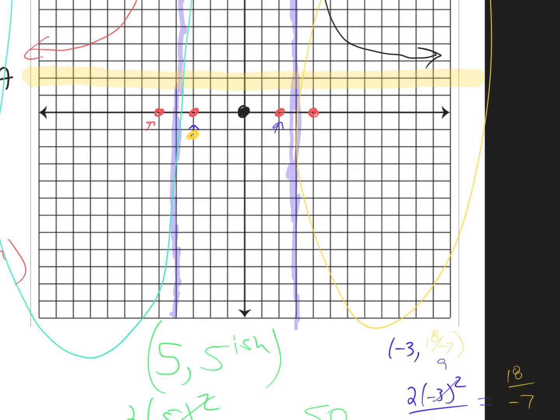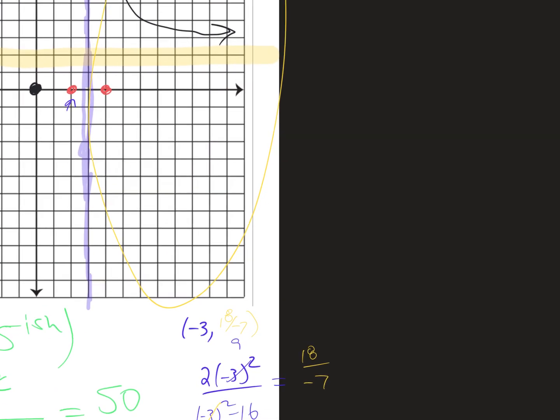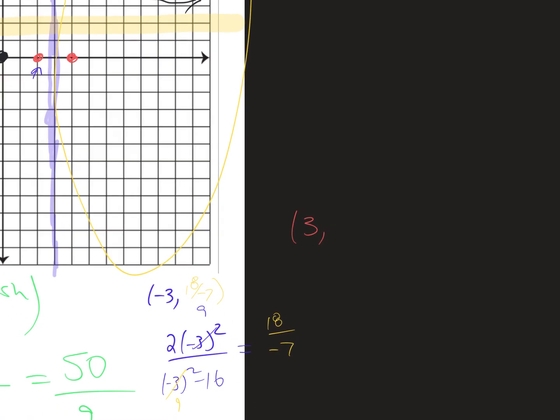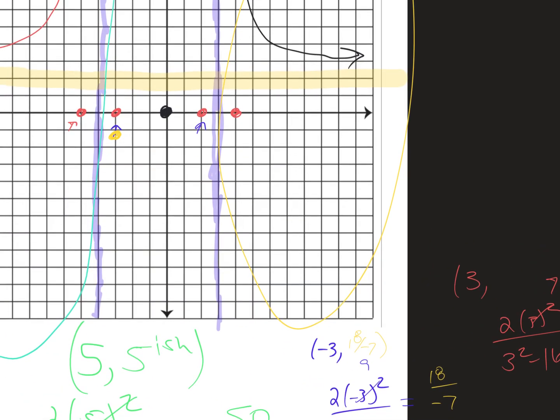Okay, so let's plug in +3 and see what happens. I have 2 times 3 squared over 3 squared minus 16. So 18 over -7 again. The reason you check both of those points is that on the other side, it's in about the exact same spot. So if you were going to connect those three points, what shape is that going to make?